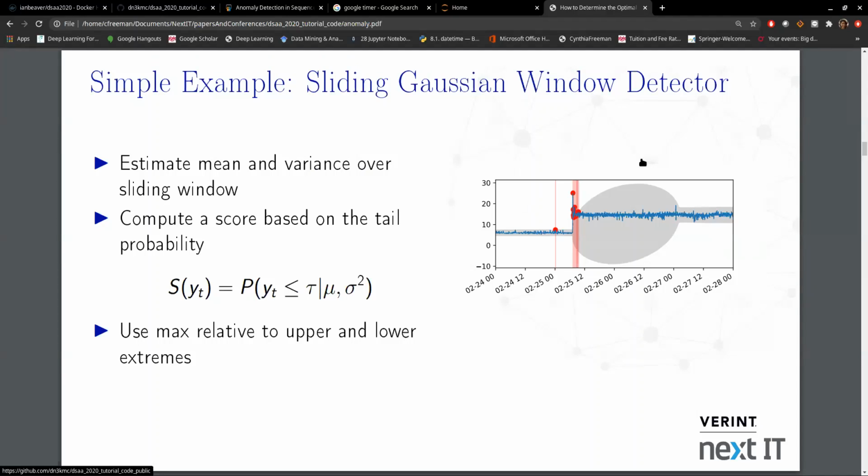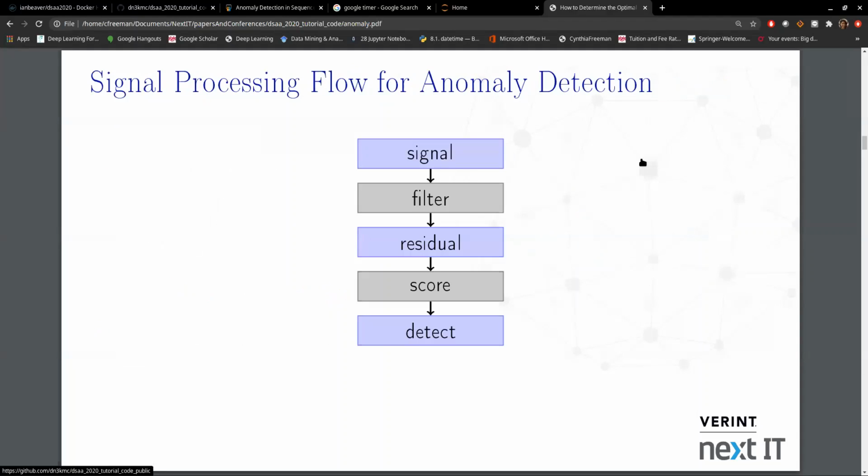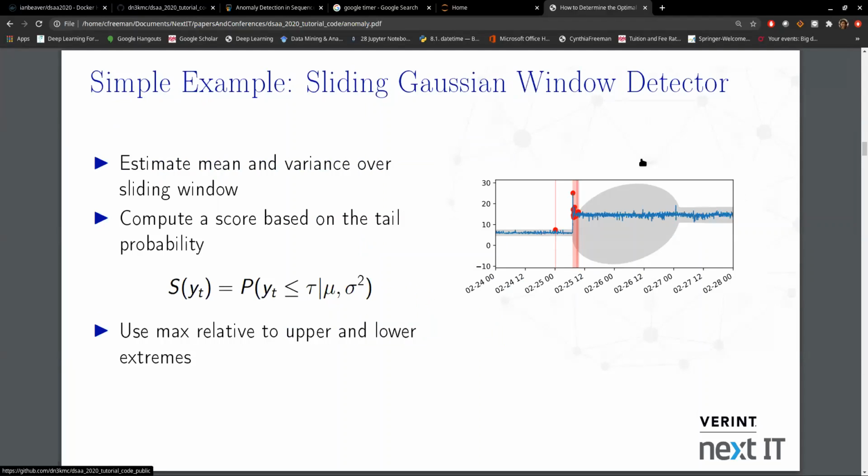To give a taste, let's walk through a very simple detector that just looks at the mean and variance of the signal computed over a sliding window. We're going to refer to this method as the sliding Gaussian window detector. For the filtering step, which we saw here, the second step, we're going to use the identity function. To obtain a score, we first subtract the mean and divide by the standard deviation.